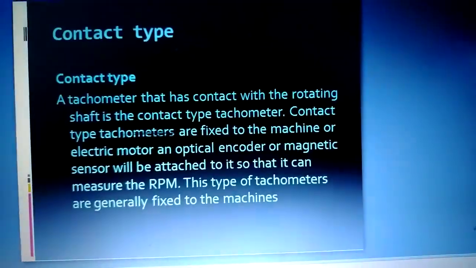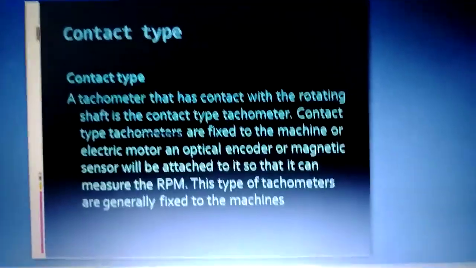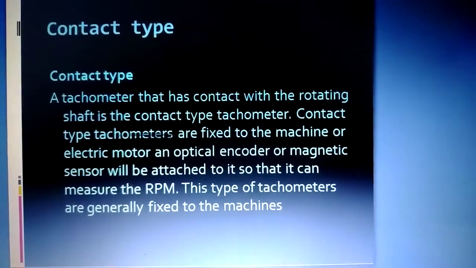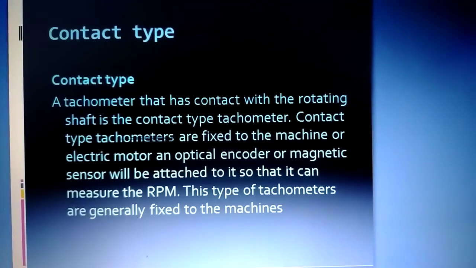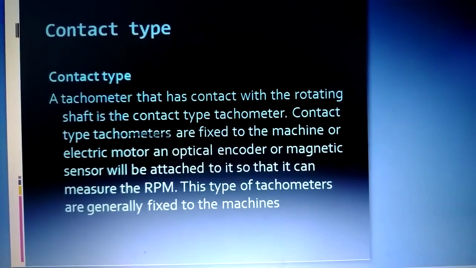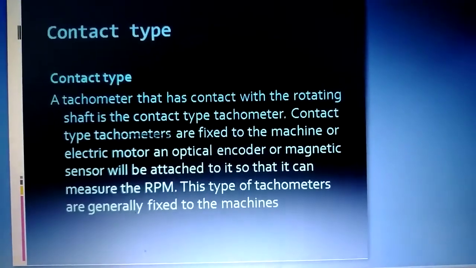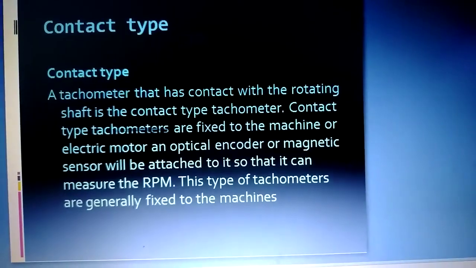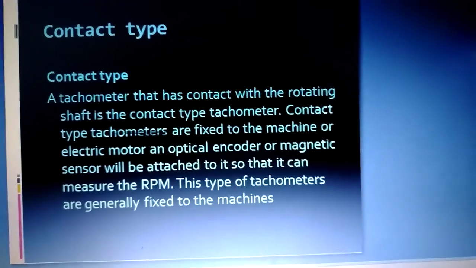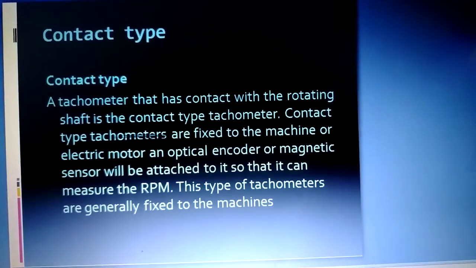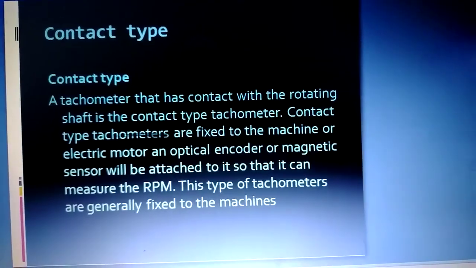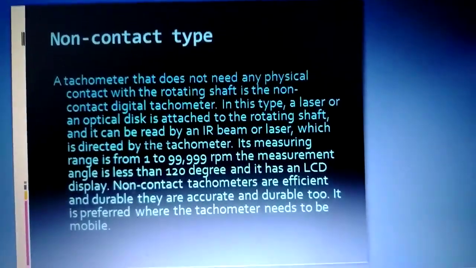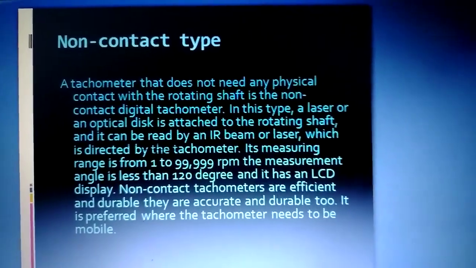Now let's see contact type tachometers. A contact type tachometer has contact with the rotating shaft. These tachometers are fixed to the machine or electric motor, or an optical encoder or magnetic sensor is attached to it. It can measure the RPM directly. Contact means it can attach to the machine. What does non-contact mean? It is not attached at all.